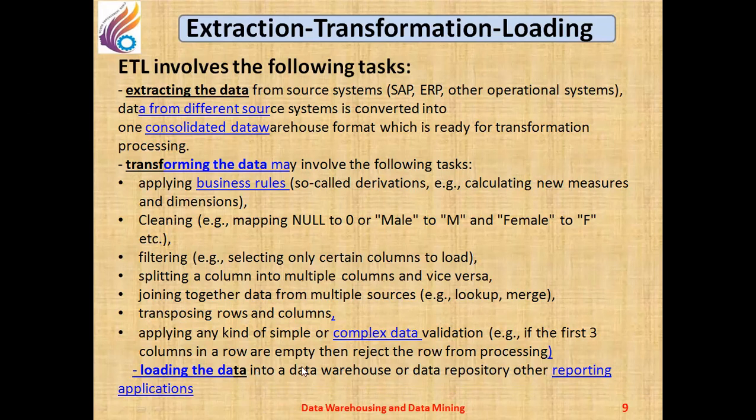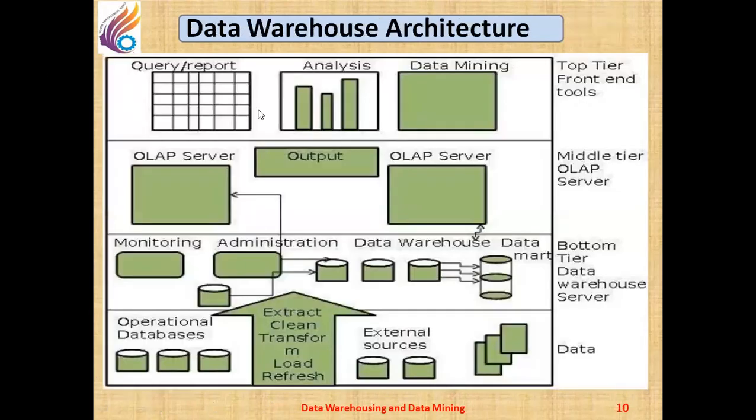So this is one of the simplest ways of seeing how a data warehouse is created. One is extracting data from different sources. Transforming takes place by cleaning, filtering, splitting, joining, transposing. And loading is nothing but storing your data into the data repository. So this gives the architecture, which can be called a 3-layer or 3-tier architecture.